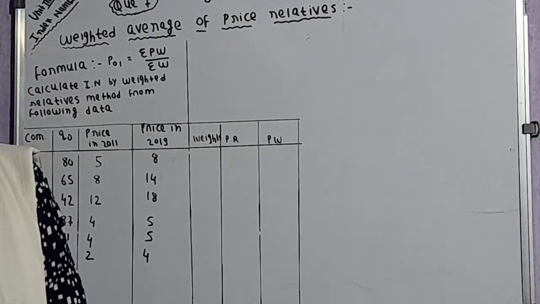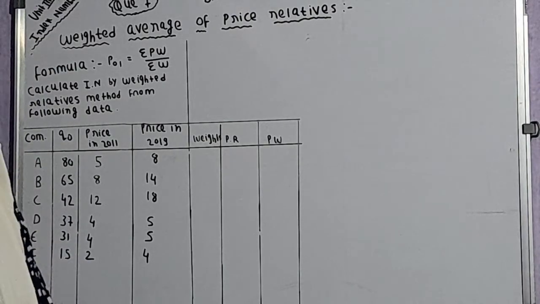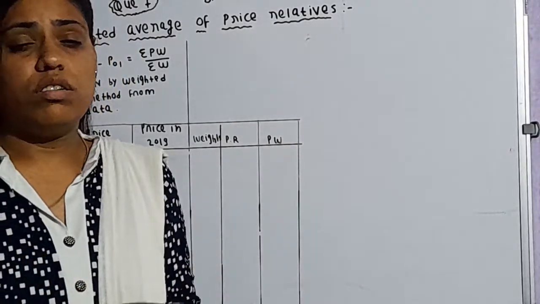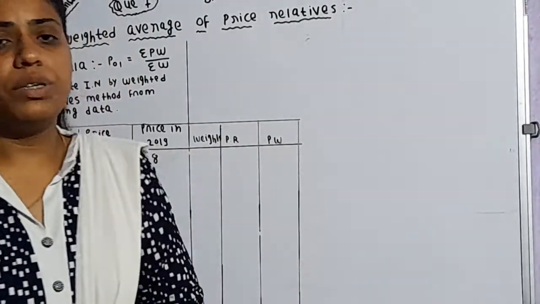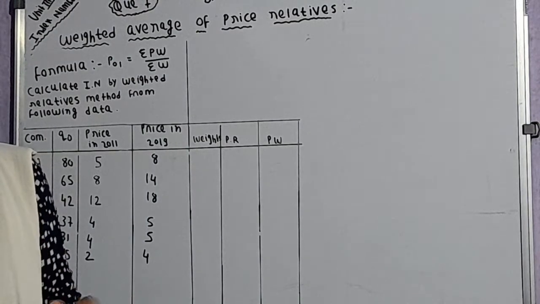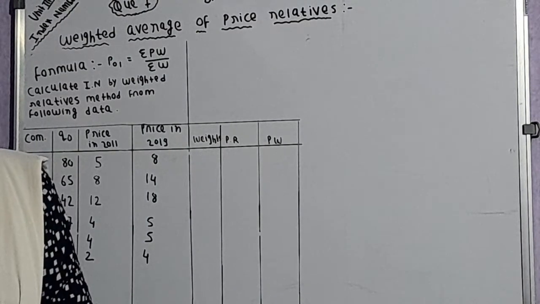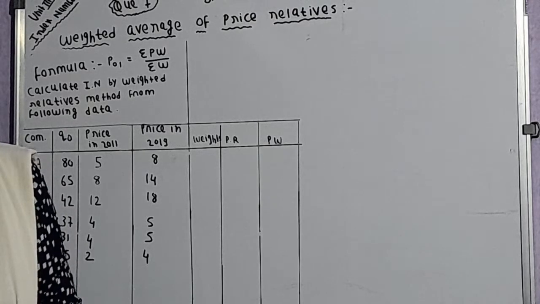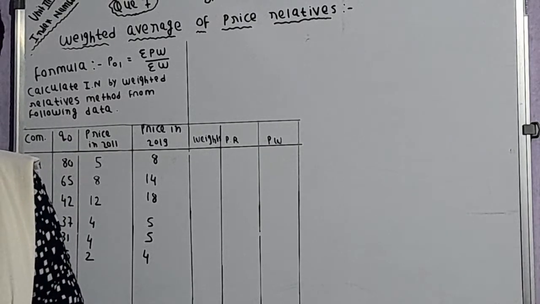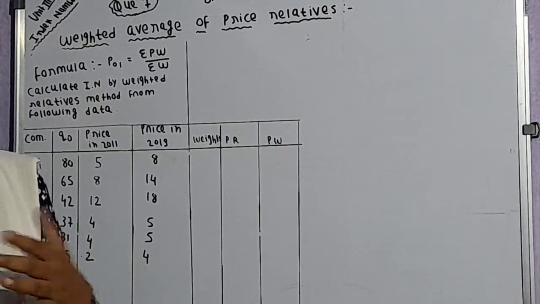Here we are dealing with our third unit, that is index number. Under index number, we have dealt with so many things. The theory of index number. After that, we have seen the unweighted index number. Thereby, we have seen two methods, that is simple aggregative method for calculating index number and simple average of price relative method for calculating index number.